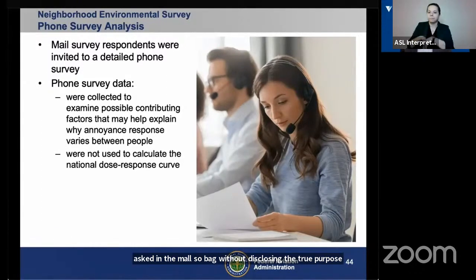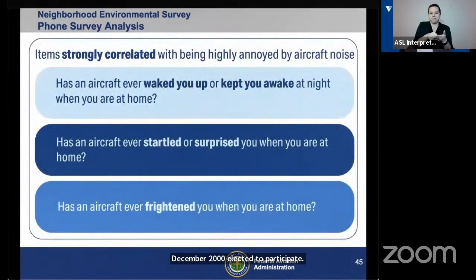The phone survey asked detailed questions concerning respondents' opinions on noise, experiences with aircraft noise, relationship to the airport, concerns about aircraft operations, and views on airport community relations. Of the more than 10,000 mail survey respondents, just over 2,000 elected to participate in the phone survey. The phone survey data was not included in the national dose response curve because these households were already included from their mail survey.